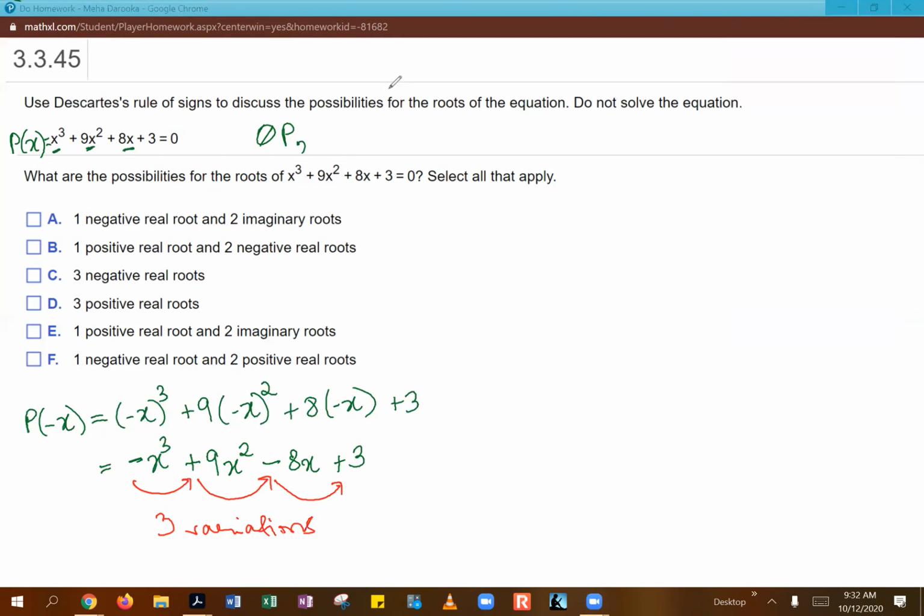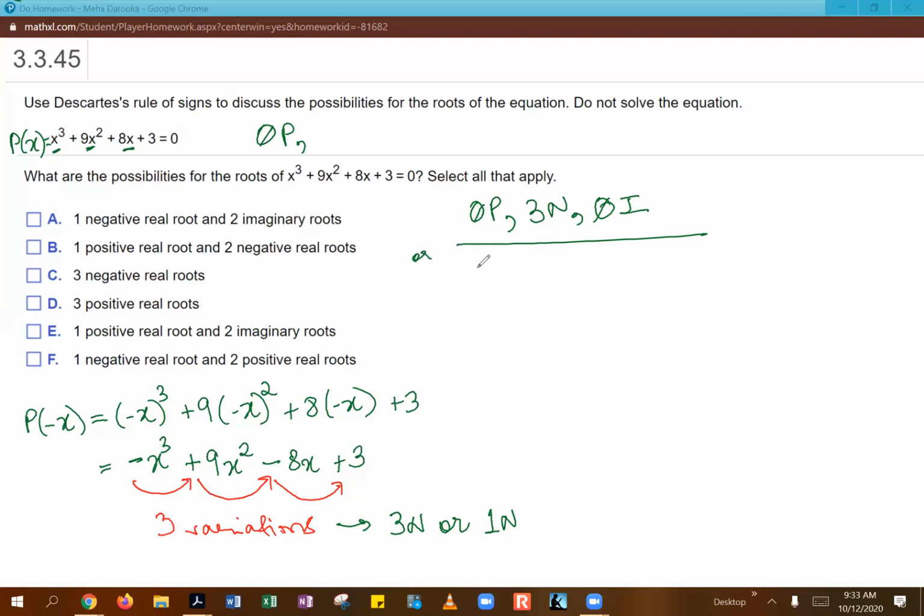So this will actually mean that we will have up to 3 negative answers, but remember you have to reduce that down by an even number. So 3 minus 2 will be 1 negative. So you will have 0 positives, 3 negatives, and since this is a third degree polynomial, you know you only need a maximum of 3 roots. So that means you actually will have no imaginary solutions. That's going to be one of the possibilities.